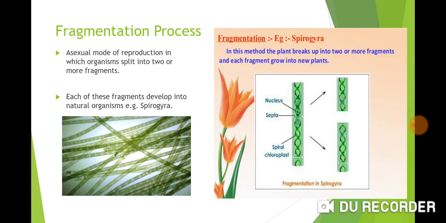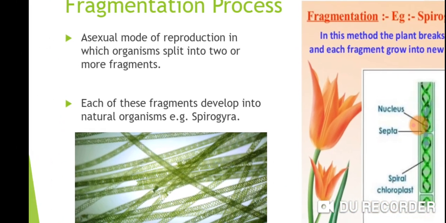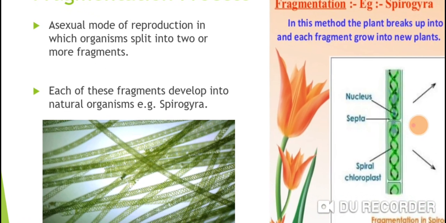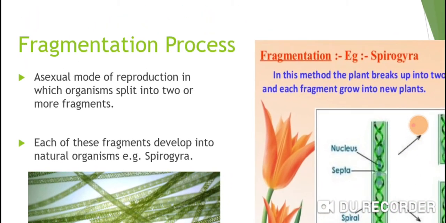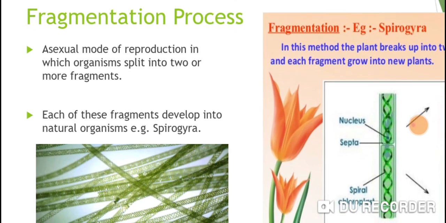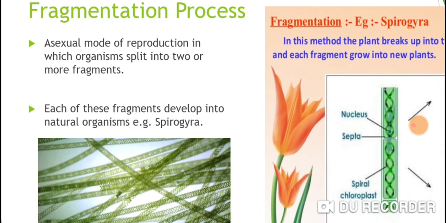Now the process of fragmentation. It is another asexual mode of reproduction, known as fragmentation. In this, each fragment of an organism, when cut or broken down, develops into an individual in itself. It can regrow from every broken part, and one example is Spirogyra.